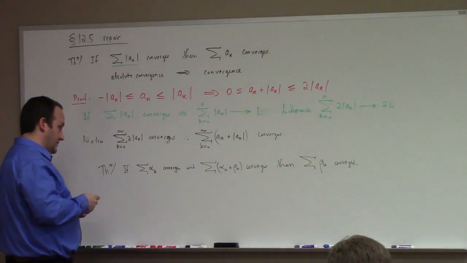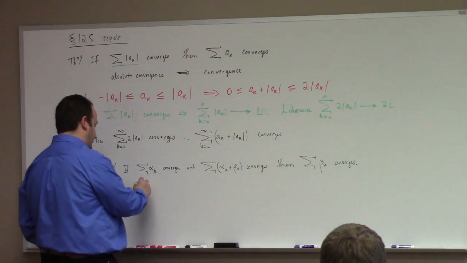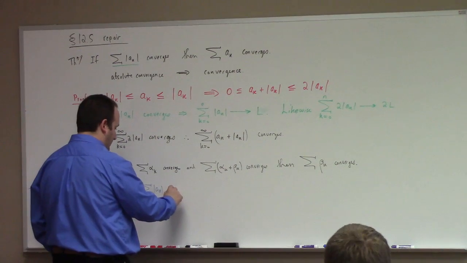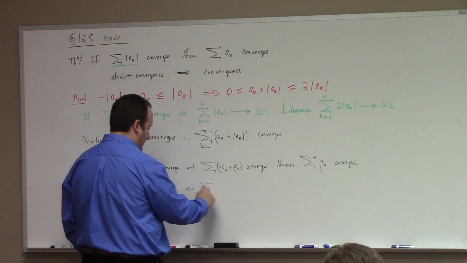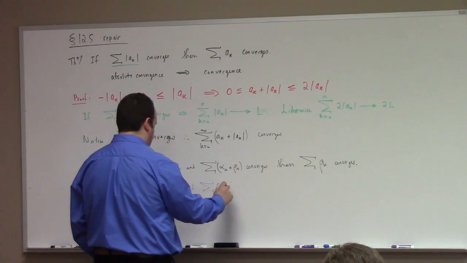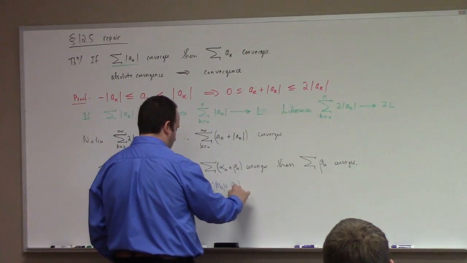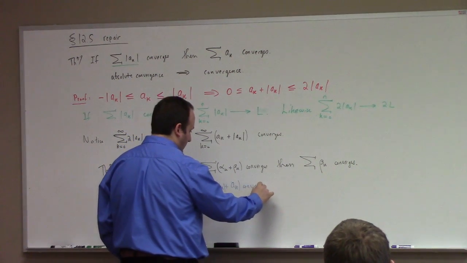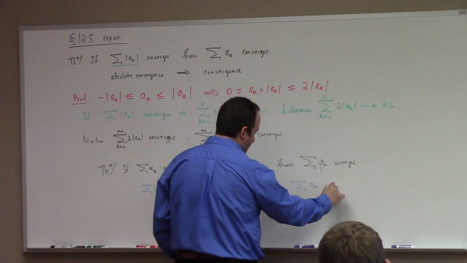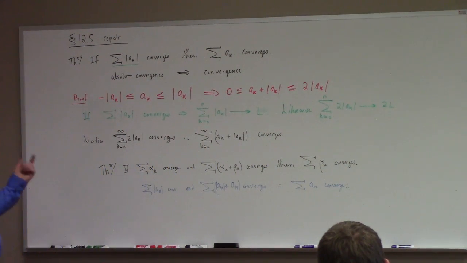So what do I have? I have that the sum over the absolute value of a sub k converges. And I have that the sum over the absolute value of a sub k plus a sub k converges. So it follows then that the sum of a sub k converges. Now, how do I know that? I mean, we never proved that theorem.